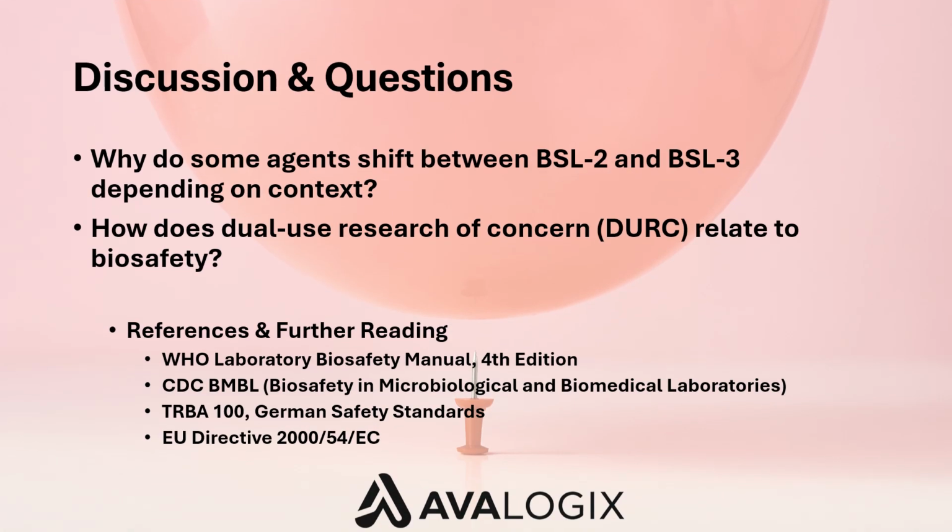Now that we've gone through the major content, I'd like to open the floor for discussion. Let's think critically. For example, why do you think some pathogens like SARS-CoV-2 have been handled at both BSL-2 and BSL-3 depending on context? What factors influence that decision? Consider not just the pathogen's properties but also the type of work being done.